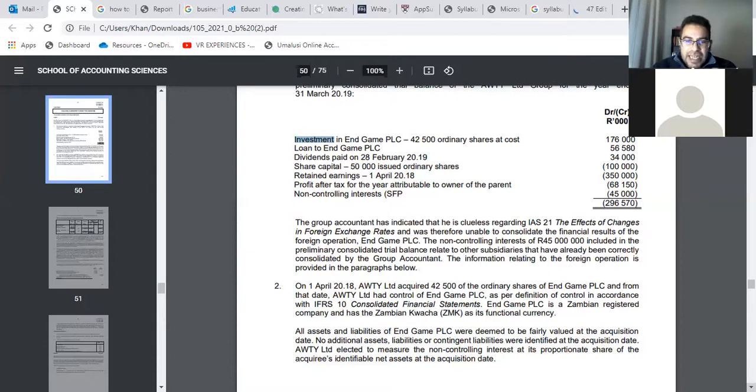All assets and liabilities of Endgame were deemed to be fairly valued at the acquisition date. No additional assets, liabilities, or contingent liabilities were identified at the acquisition date. AWT elected to measure the non-controlling interest at its proportionate share of the acquiree's identifiable net assets at acquisition date. So as you can see over there, there are no fair value adjustments and so forth, so that's fine.